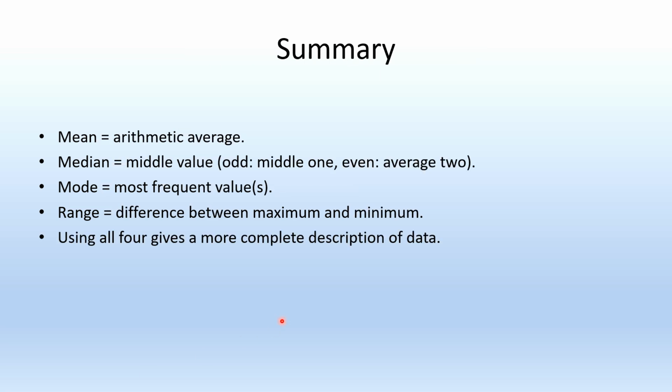So in summary, the mean is the average value, the median is the middle value, and for odd it's the middle one, for even it's the average of the two. The mode is the most frequent, and the range is the difference between maximum and minimum. That tells us the spread of the data. So using all four gives us a more complete description of the data.